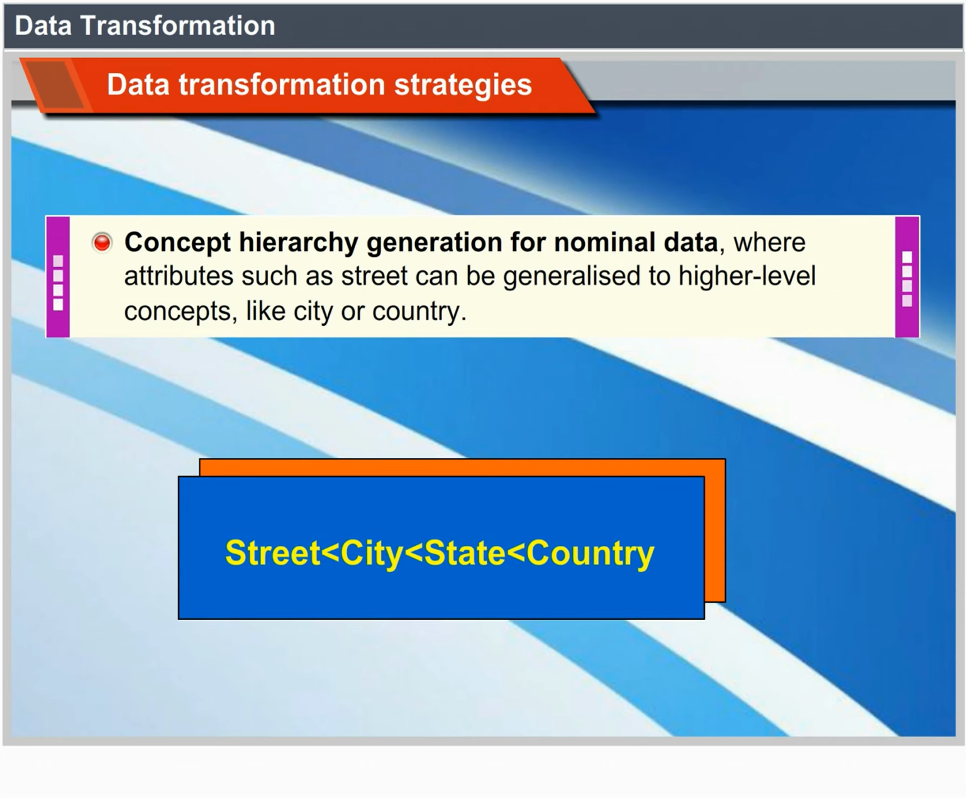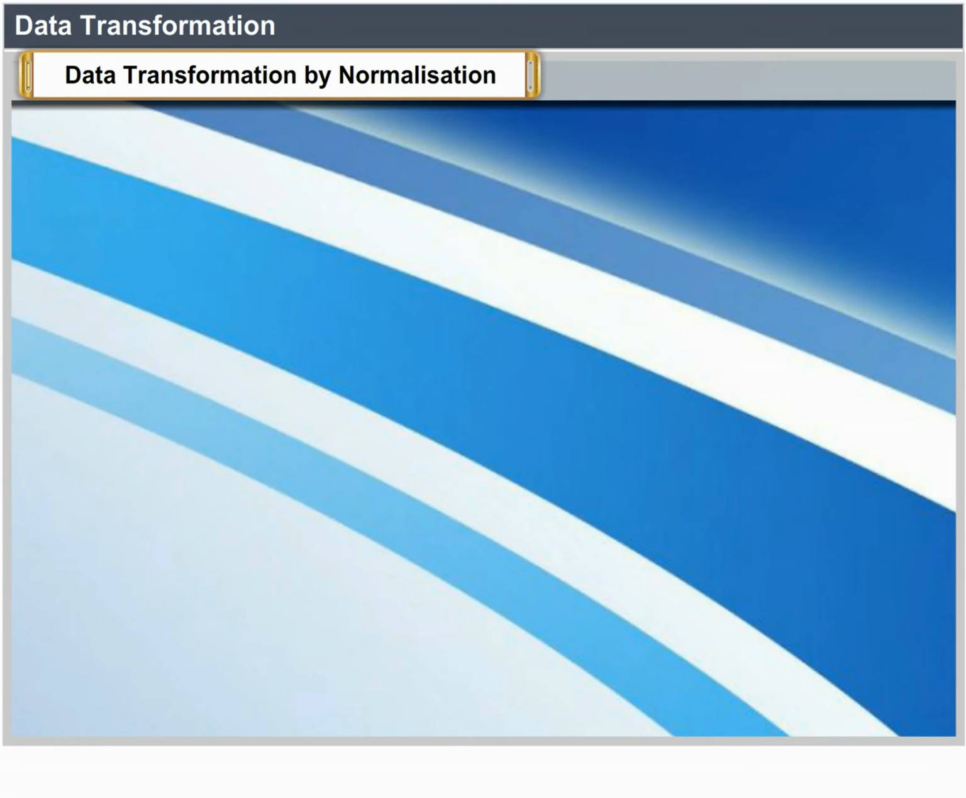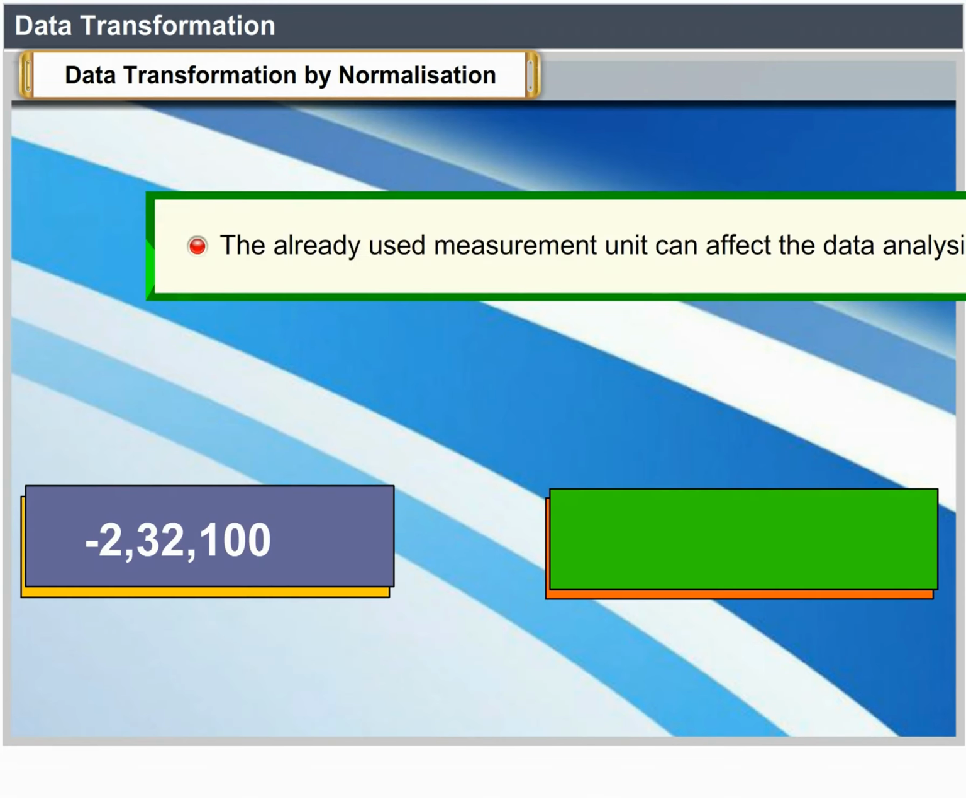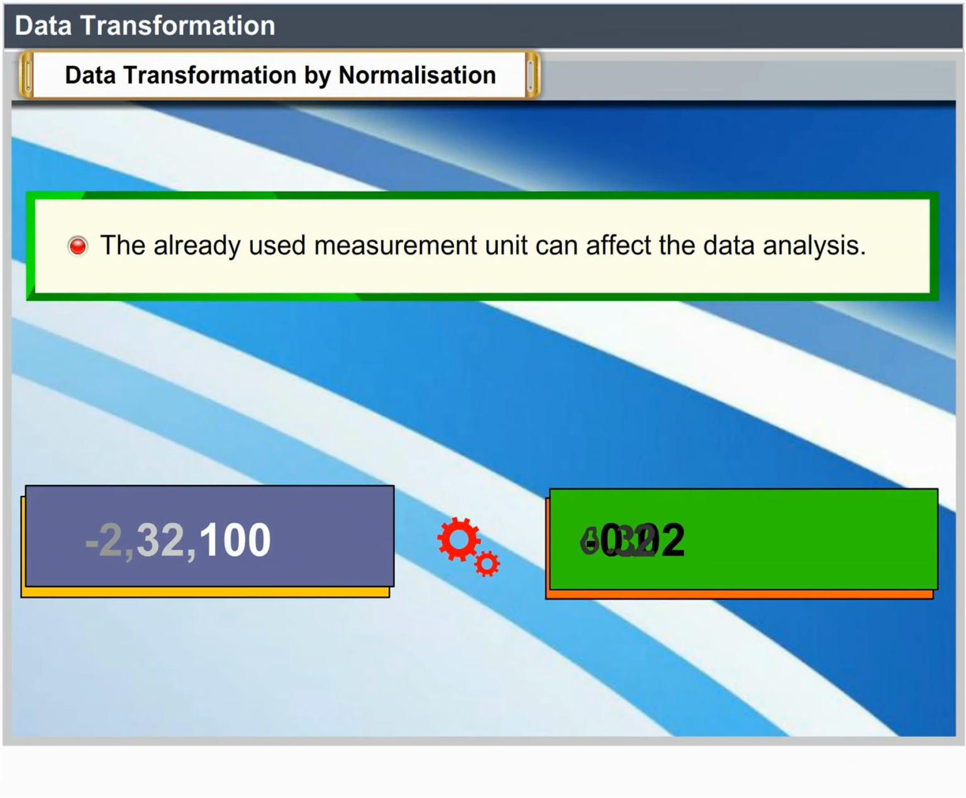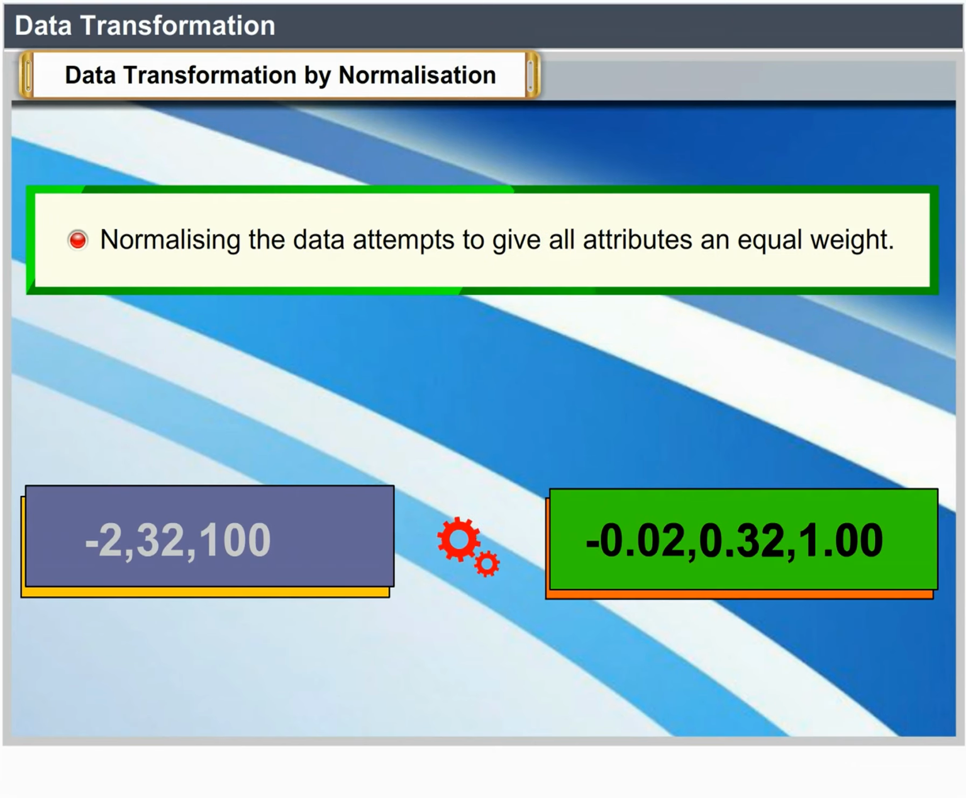country. Many hierarchies for nominal attributes are implicit within the database schema and can be automatically defined at the schema definition level. Data transformation by normalization. The measurement unit used can affect the data analysis. Normalizing the data attempts to give all attributes an equal weight.